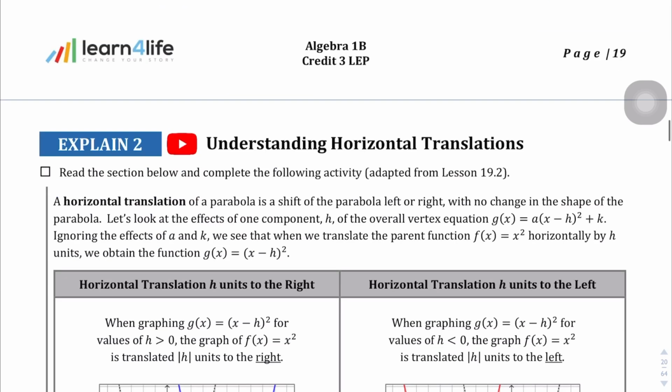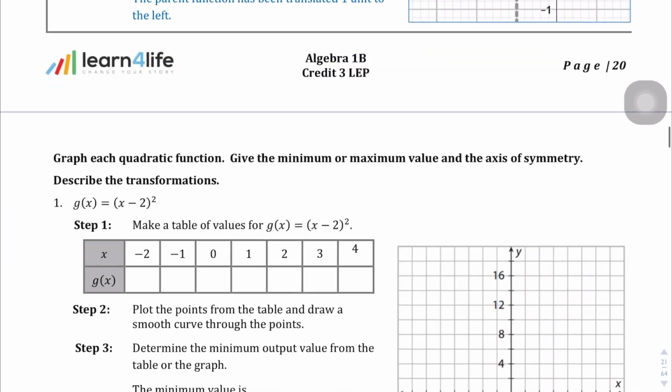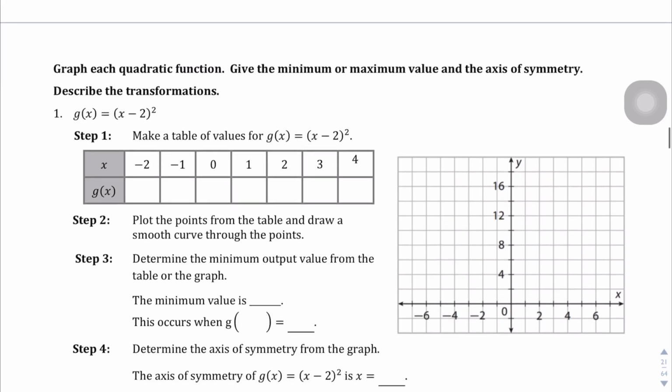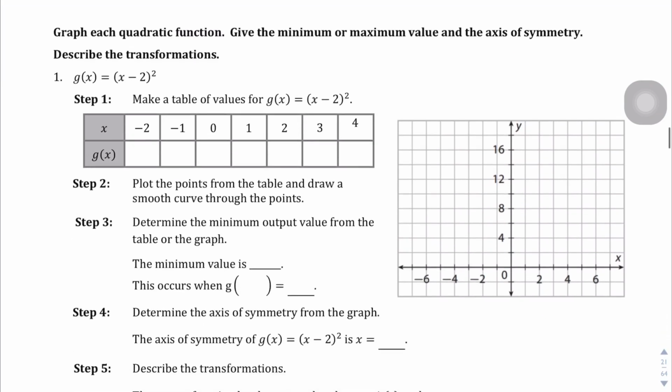The next page, again, is more explanation. Go ahead and read that. Pause the video if you must. And on page 21, we're going to continue on with a different one. This time, we don't have a k value. Let me actually rewrite the function again. g of x equals a(x minus h) squared plus k.